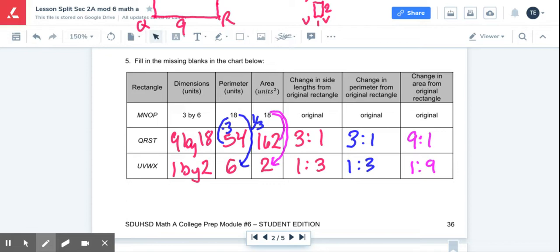So if I increase the sides by 5 times as much, how much did I increase the area? So 5 squared, 25 times as big. All right, next problem.